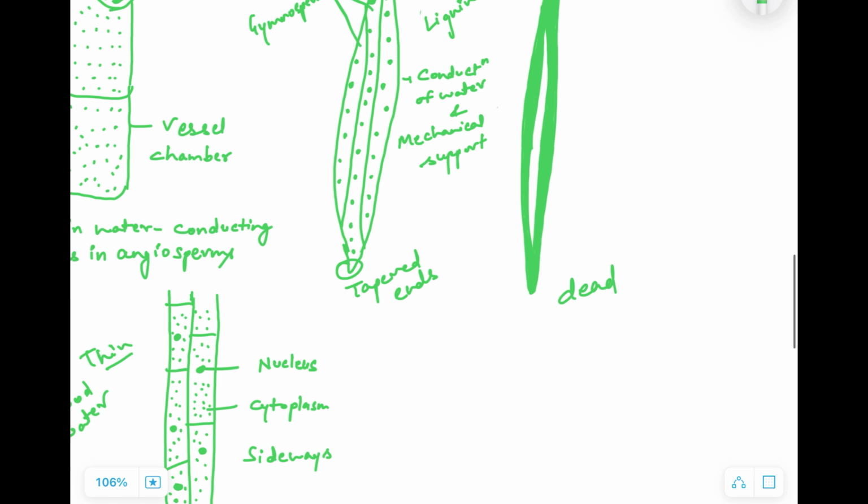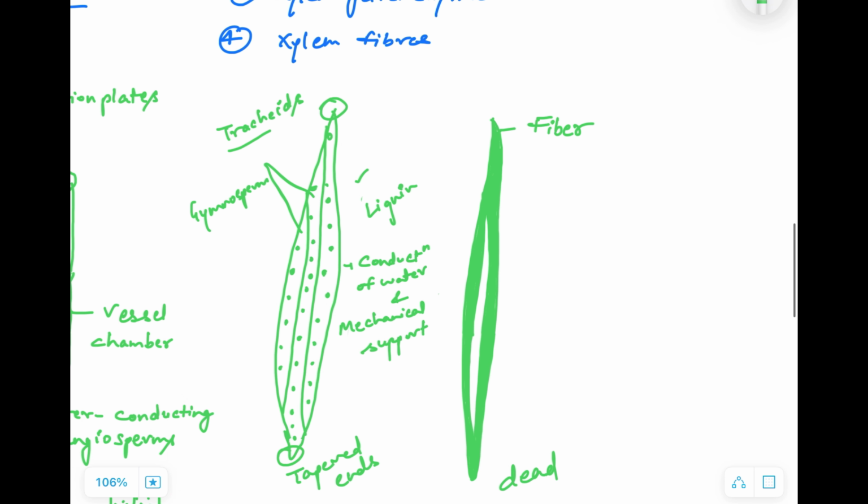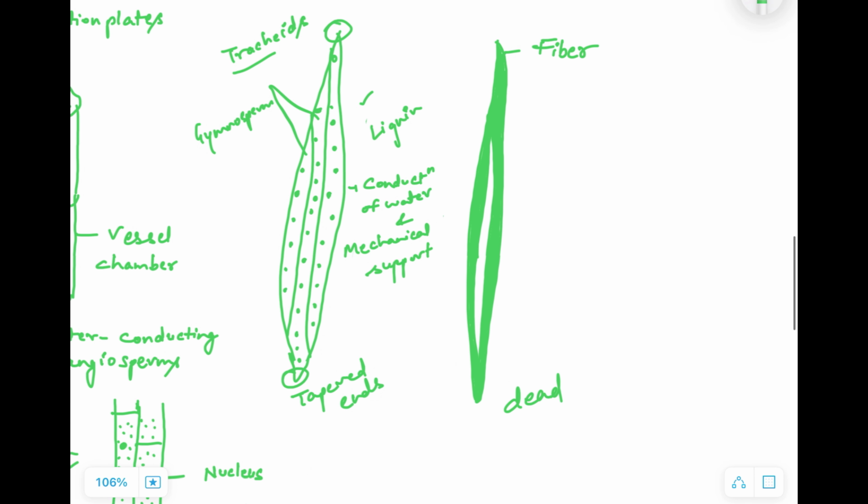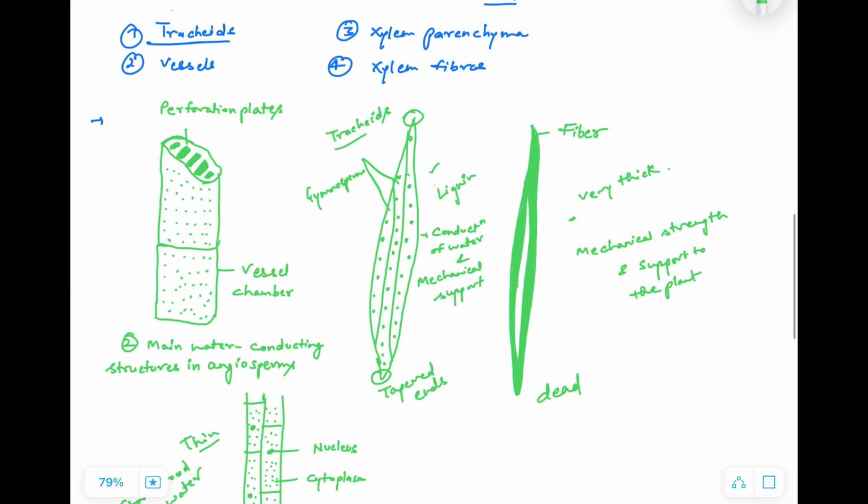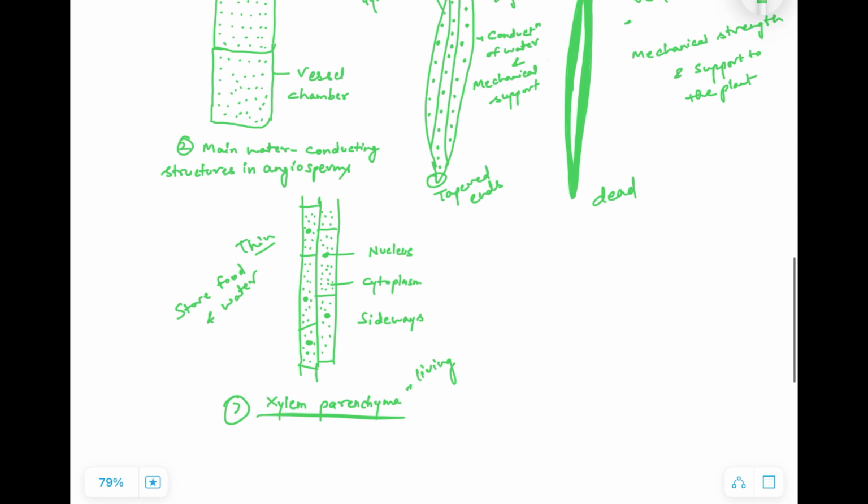Okay, last one are xylem fibers. Here you can see they are long, narrow, dead cells with very thick lignified walls. Okay, their function is to provide mechanical strength and support to the plant. So tracheids, vessels, xylem fibers are dead and only xylem parenchyma is living.